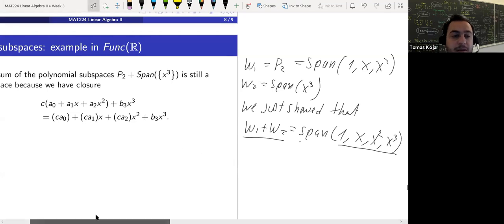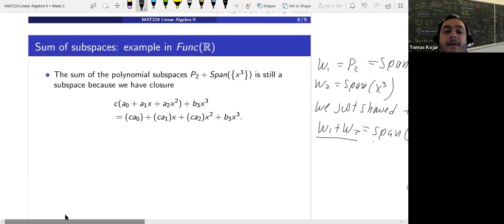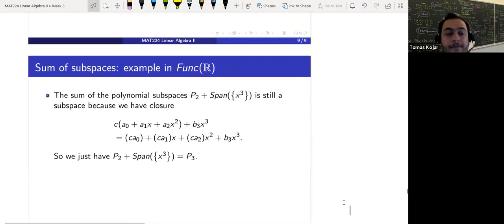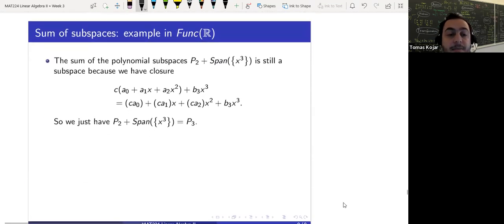And I also do it here by example. So I take their summation and I show that you can write it as an arbitrary polynomial in P3. Okay. So we have that their summation is equal to P3. Here, as a middle step, you can write what I just said.